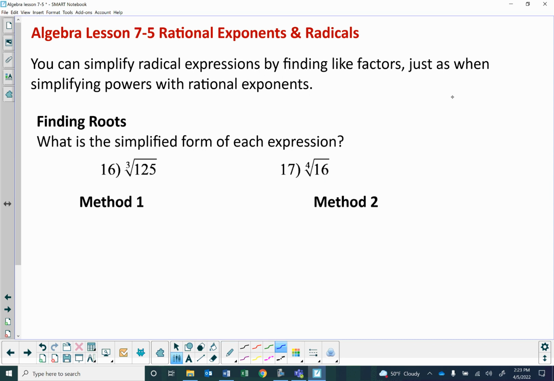Okay, let's find some roots. What is the simplified form of each expression? The cube root of 125 and the fourth root of 16. Okay, the cube root of 125. One way I could look at this is, we can simplify this kind of like square roots, except instead of needing groups of 2, we now need groups of 3. Well, I know 125 is 5 times 25, and 25 is 5 times 5. I need groups of 3 to take anything out, so the cube root of 125 has to equal 5.